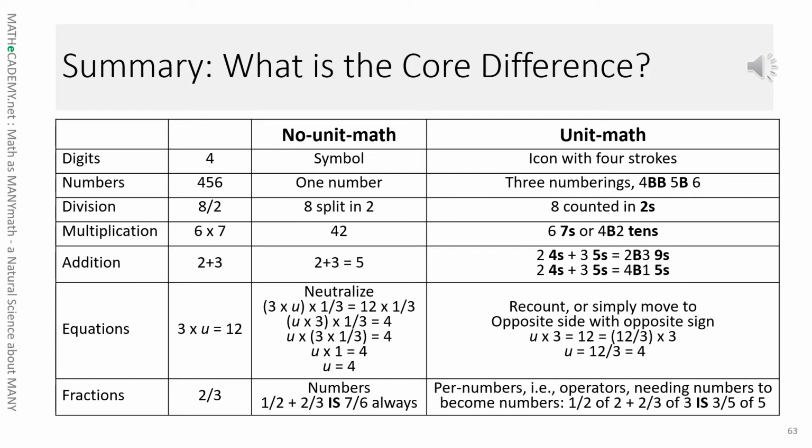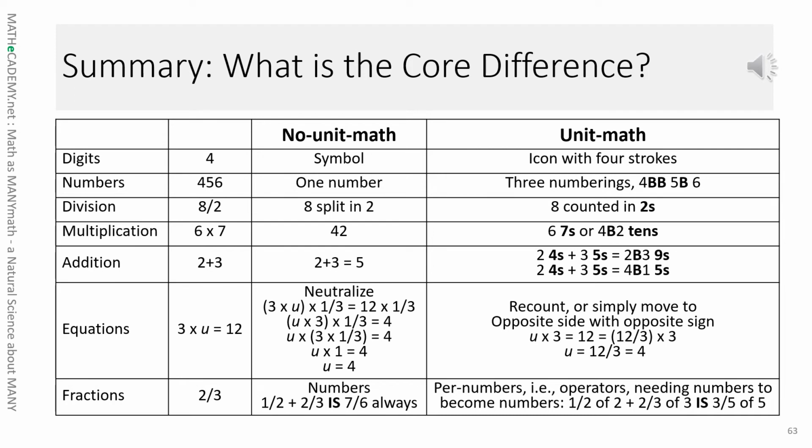Equations, as 3 times u equals 12. We neutralize stepwise, using group theory, from abstract algebra. No, we recount, or simply move the known to the opposite side, with the opposite calculation sign. Fractions, as 2 over 3. It is a number, and 1 over 2 plus 2 over 3 is 7 over 6, always. No, it is a pair number. Both are not numbers, but operators, needing numbers to become numbers.